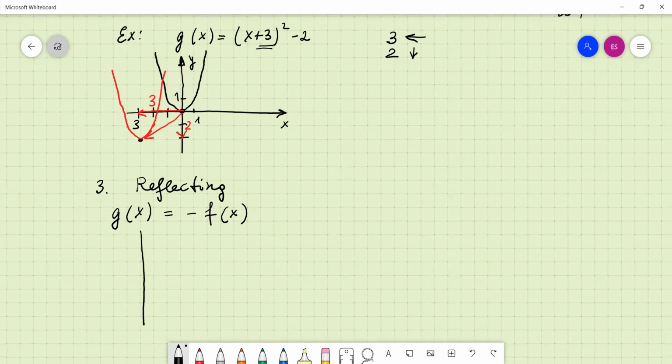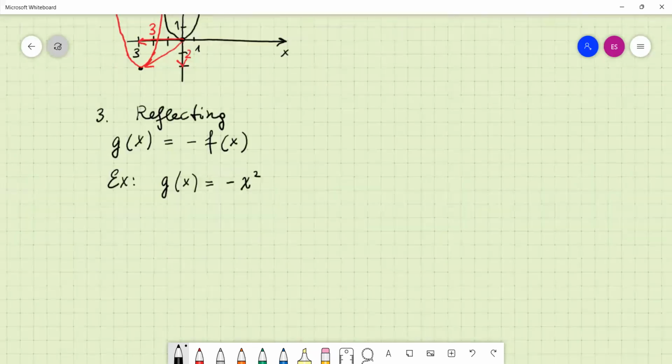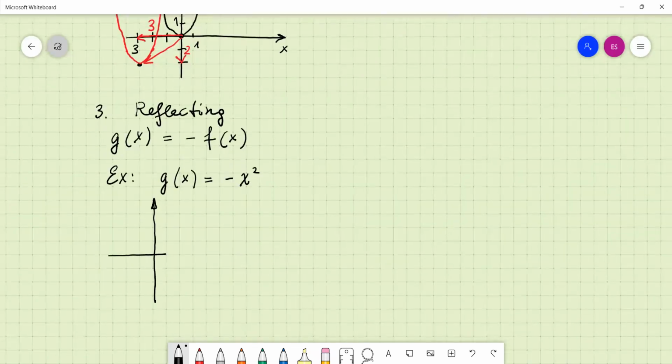Let me do the graph. I'm going to give an example right away. So my g of x is going to be minus x squared. How is the function going to look? Let me scroll up. If my original function was looking like this, it was x squared. Then whenever x is equal to 1, here it is going to give me y equals -1. So instead of 1, it's going to be -1.